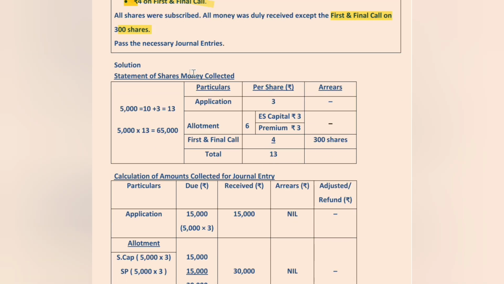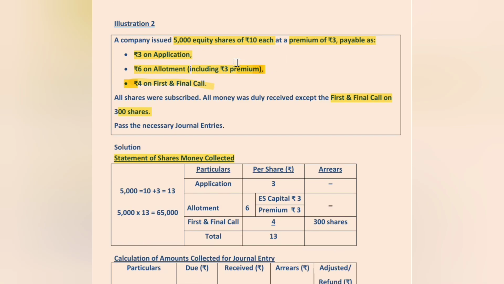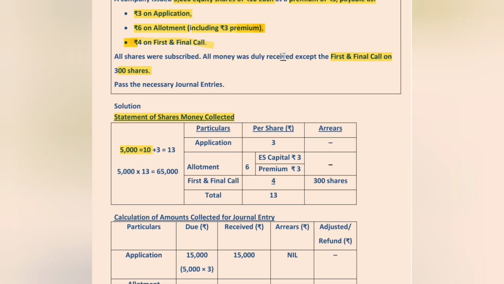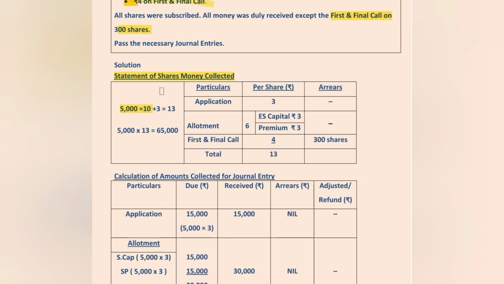Now the first statement is the statement of share money collected, right? How much amount did the company require? It issued 5,000 equity shares. Per share is 10 rupees at a premium of 3 rupees per share, so 13 rupees per share. Total number of shares issued is 5,000, so 5,000 into 13 rupees gives 65,000 rupees the company required.